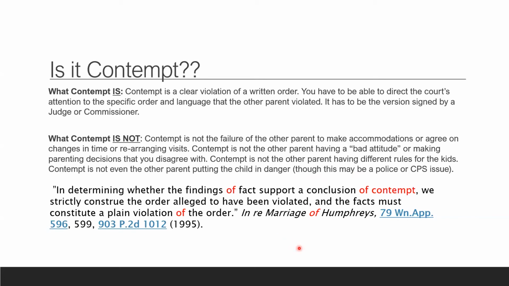Here's what the court has had to say about contempt. In determining whether the findings of fact support a conclusion of contempt, we strictly construe the order alleged to have been violated. The facts must constitute a plain violation of the orders. That's a Court of Appeals case, and that is what I mean by you have to be specific. It has to be clear.